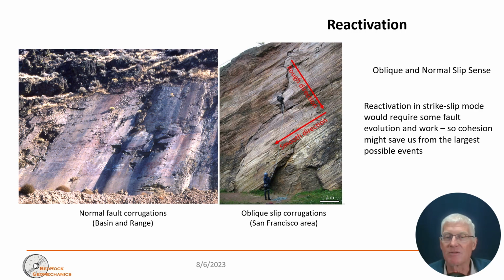Reactivation is different than a fault that's always moved the same direction. So I'm showing here some large-scale corrugations in a normal fault on the left. That's from the Basin and Range, and there's some oblique slip corrugations in the fault on the right. So reactivating either of these in a strike-slip mode would probably be difficult because you're going to have to fight the corrugations. You may need to break through some of those corrugations to get a nice continuous larger fault surface.